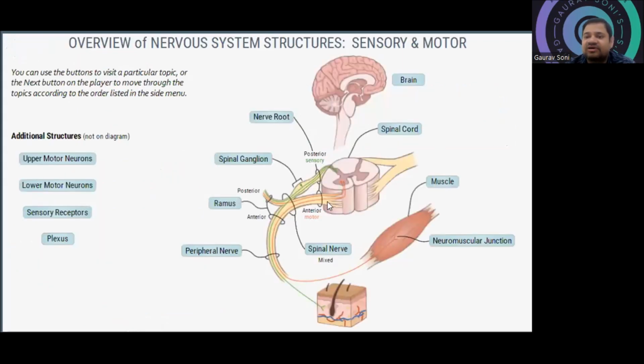Then you can see the spinal cord. In the spinal cord, you can see the primary posterior sensory nerve root, sensory ganglion, posterior ramus, and peripheral nerve, which most of them will form the part. Then the neuromuscular junction, muscles, and the things which have to be discussed are upper motor neuron, lower motor neuron, sensory, and plexuses. So this is the total overview. These are some small terms which every student should know perfectly so that they can go inside neuroanatomy.